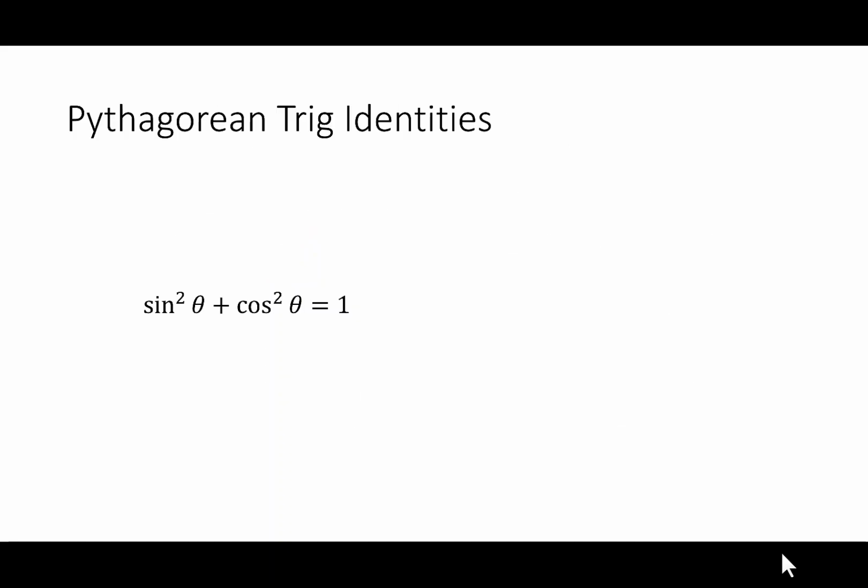What we found here is our first Pythagorean trig identity. Sine squared theta plus cosine squared theta is equal to 1. This is the core identity that will lead to the additional 8 versions to give us 9 Pythagorean trig identities.